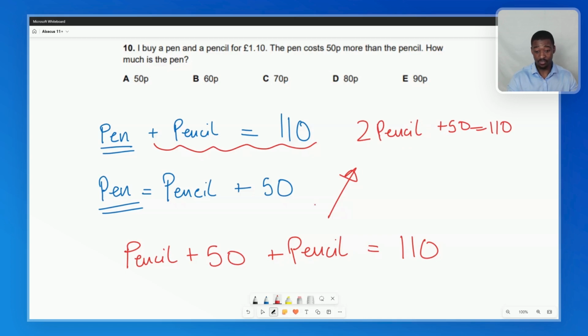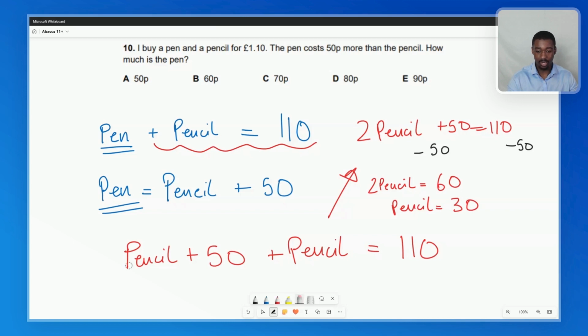Then we can work out what pencil is. First, we can minus 50 from both sides of the equation. Remember, whatever we do to one side, we do to the other side. So now we have 2 pencil equals 110 minus 50, which is 60. So pencil, divide both sides by 2, is 30.